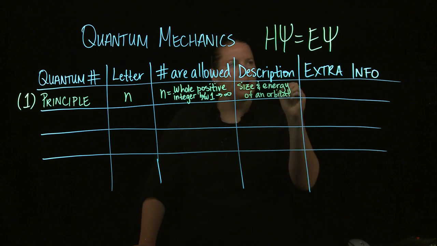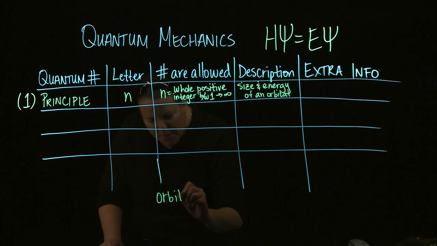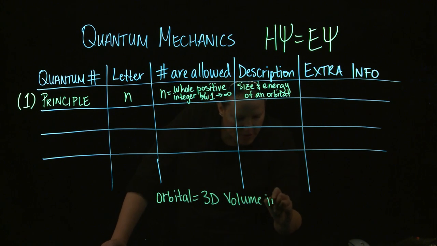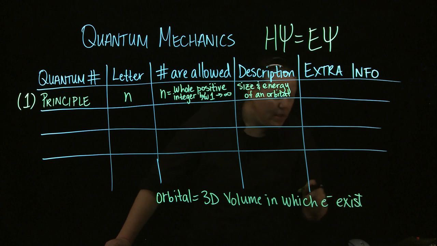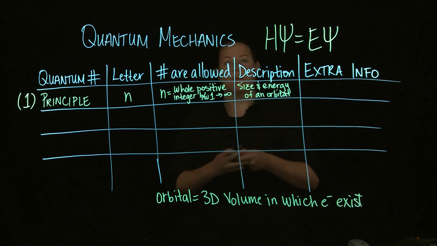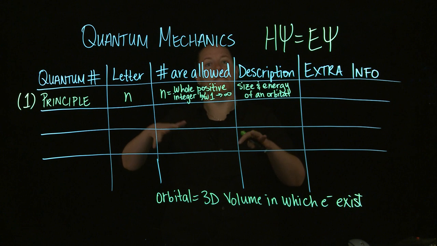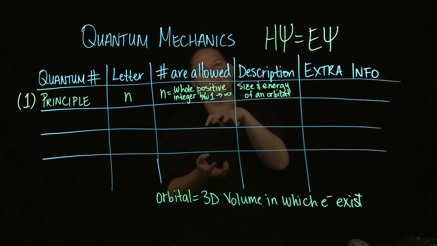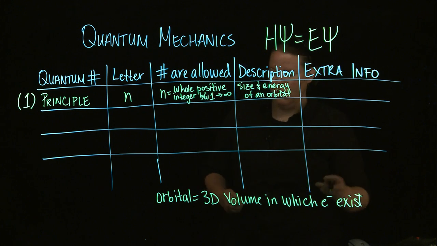What an orbital is, by the way, I have Schrodinger here, I'm going to talk about an orbital. The orbital is basically a 3D volume in which electrons exist. It's actually a 3D probability volume. Based off of the Schrodinger equation and a 95% probability, we can make mathematically three-dimensional volumes, so that electrons exist somewhere within that space with basically a 95% certainty.